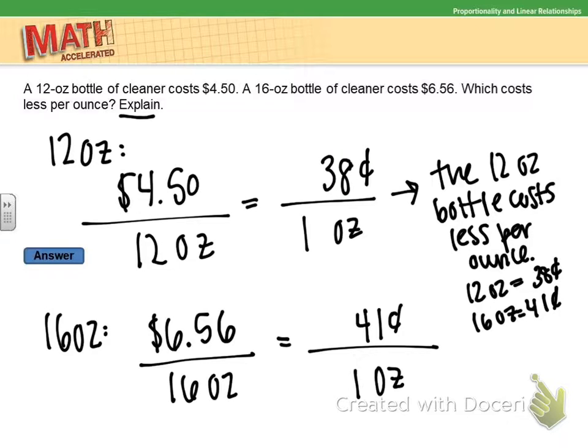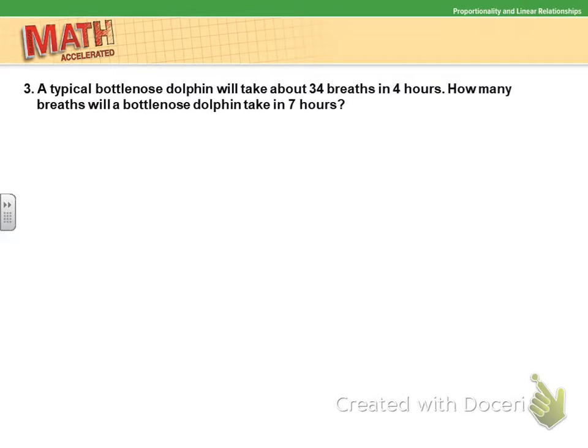All right. Any questions on this one? All right. All right. Let's go through this one real quick. Gray, read that for me. All right, a typical bottlenose dolphin will take about 34 breaths.